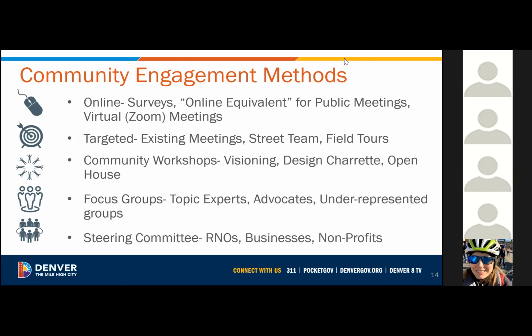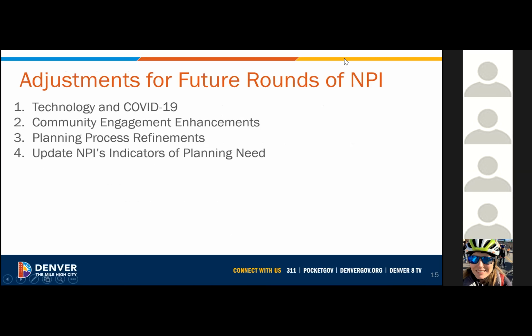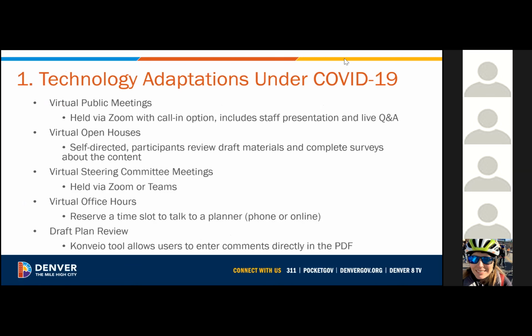All right, I'm going to wrap up here with highlighting some adjustments for future rounds of the neighborhood planning initiative, starting with COVID-19, which has really been an accelerator for us in adopting more technology and doing more online outreach and engagement. And some of those are things that we've been doing increasingly since the pandemic started, highlighted here on this slide. So virtual public meetings, we had one just last week for the East Area Plan.